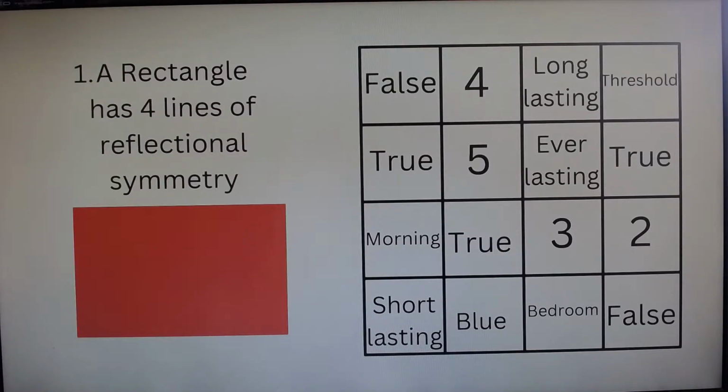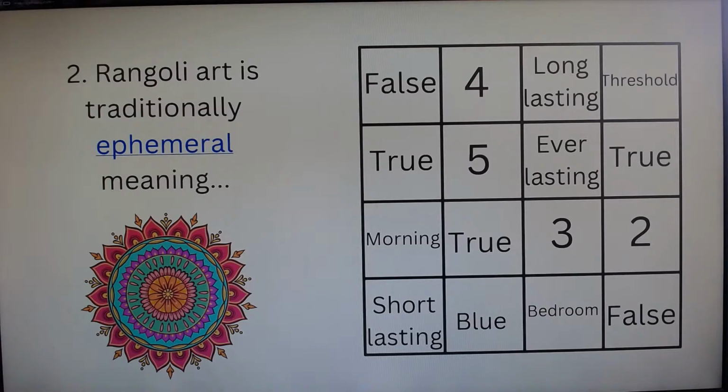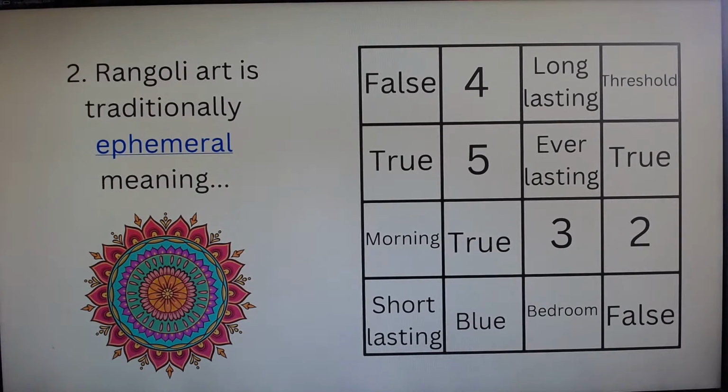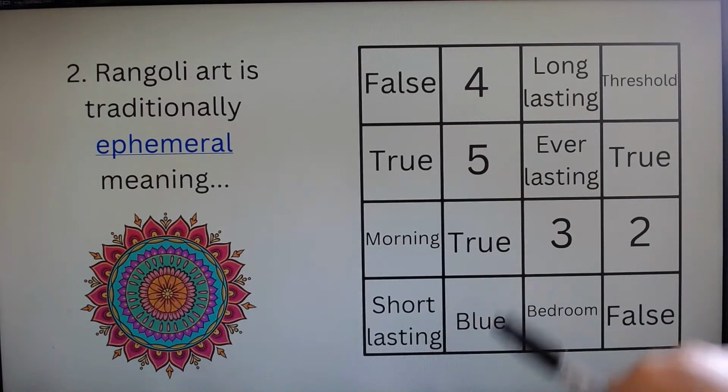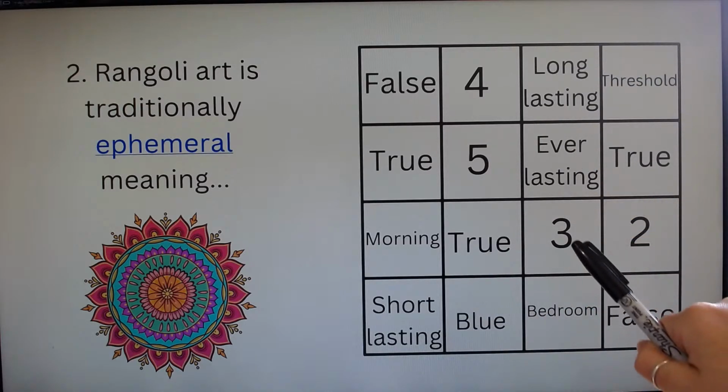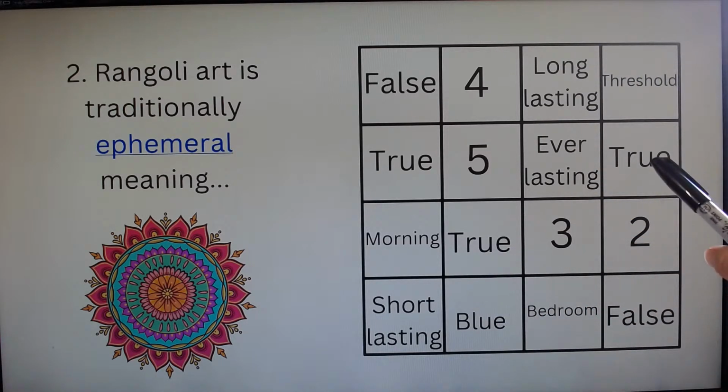Okay, question 2. Rangoli art is traditionally ephemeral, meaning, so you've got to choose what ephemeral means out of this here. Okay, meaning, which of those words does ephemeral mean? So we've got false, true, morning, short lasting, 4, 5, true, blue, long lasting, everlasting, 3, bedroom, threshold, true, 2, false.